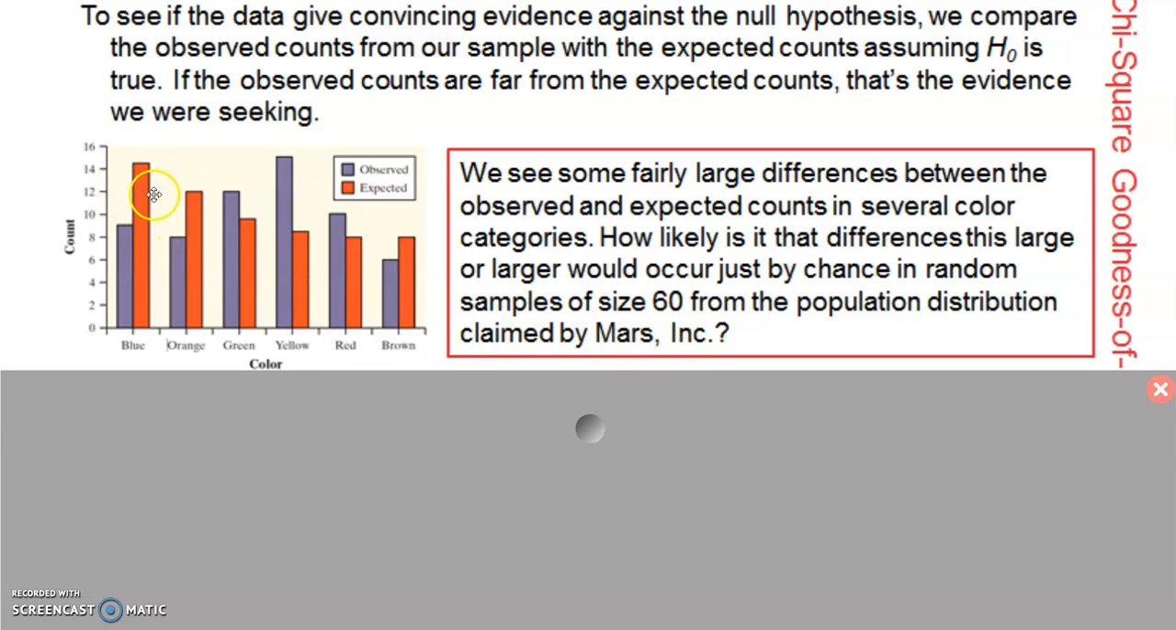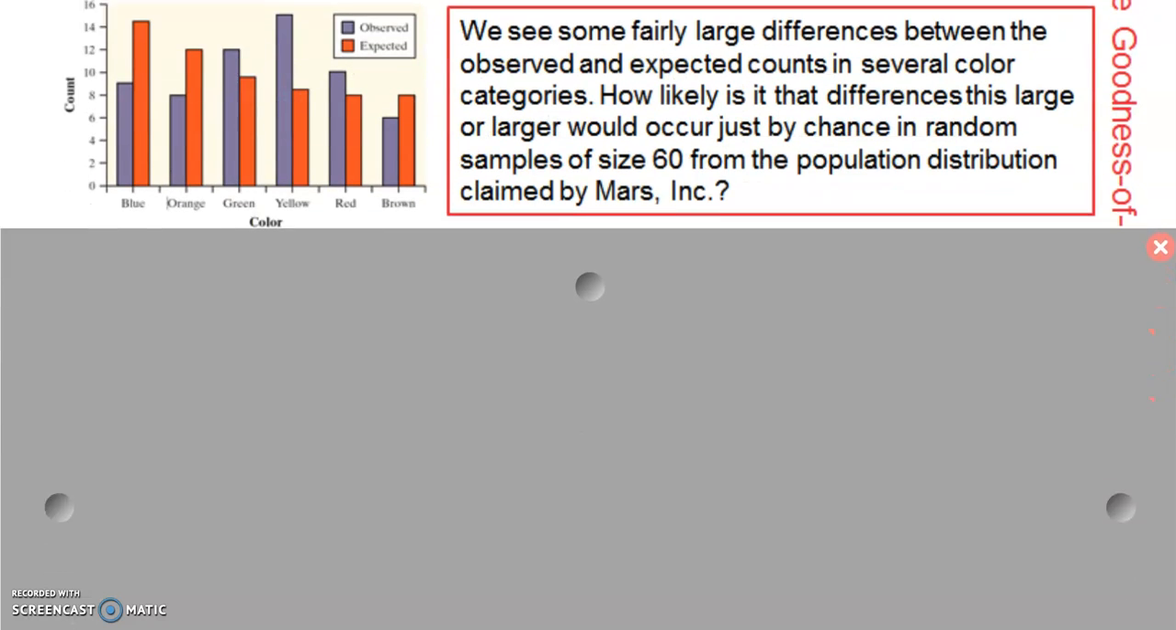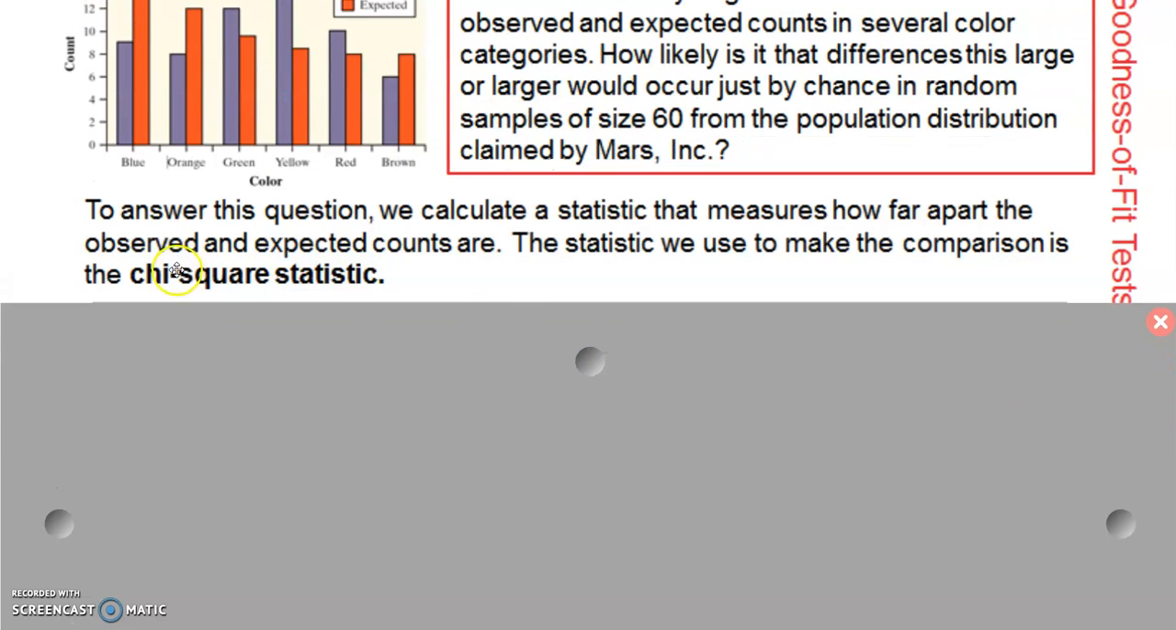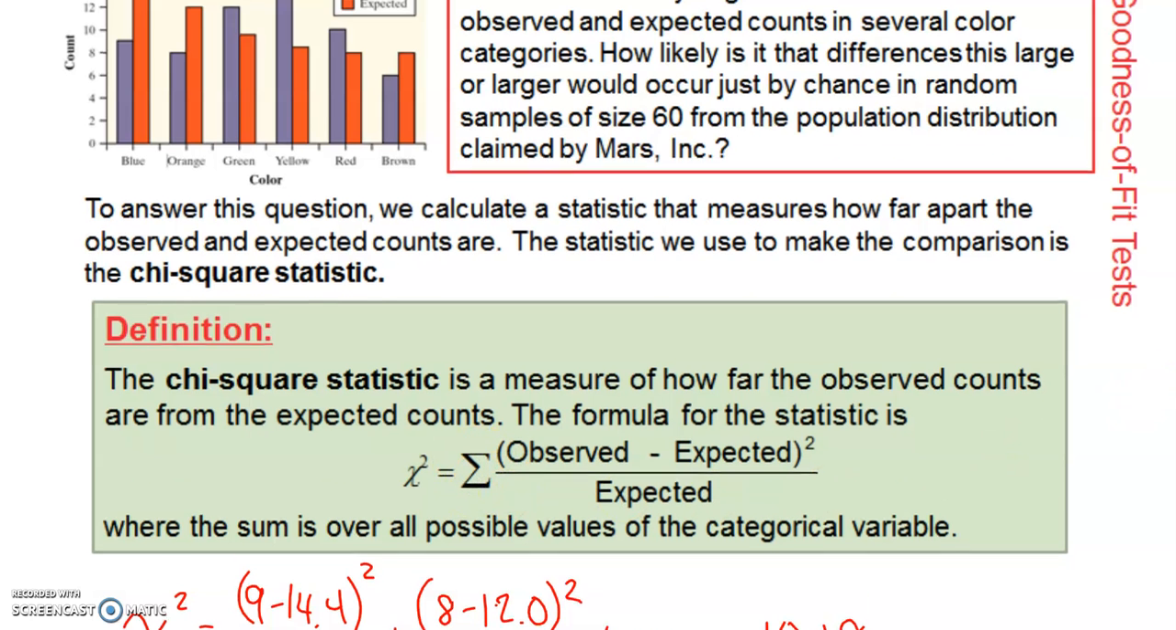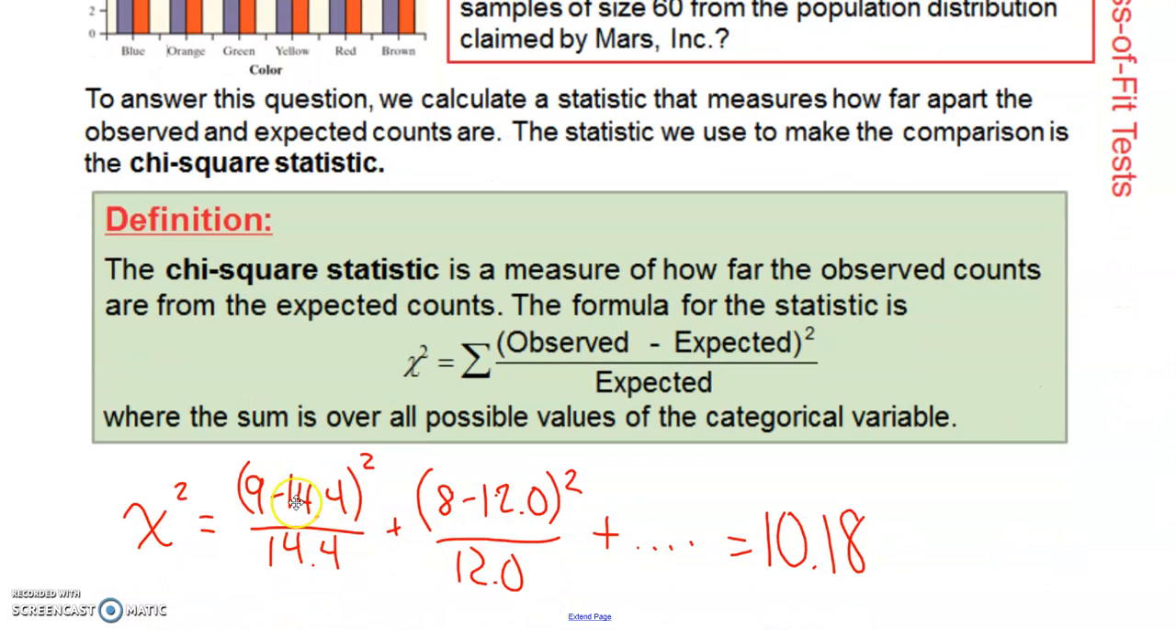We don't expect to get exactly the same number as expected, but how likely is it to get differences this large? Well, the way we do that is we calculate our chi-squared statistic. And here's the formula for that chi-squared statistic. This is what you calculated yesterday. You did all the observed minus expected, you squared them, you divided by the expected, and then you added them all together. So for my bag of M&Ms, it would look something like this.